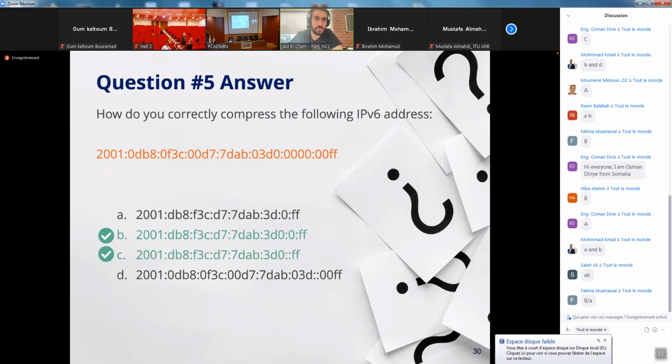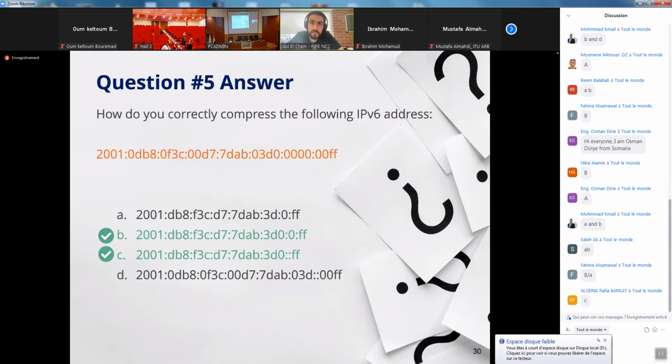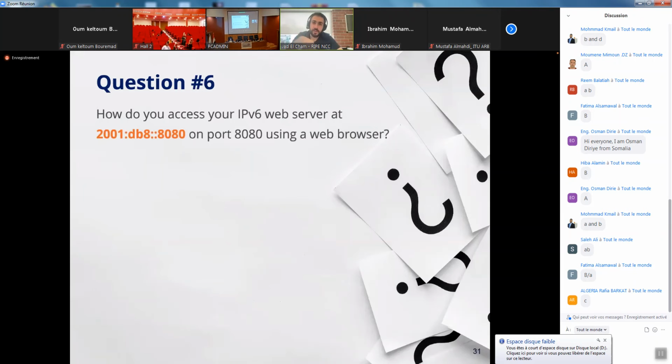The correct answers are B and C. Let me tell you why A is wrong. Look at the third group to the right, which is 03D0. In A, it was compressed to 3D. It's wrong. You cannot remove the zeros to the right. So 03D0 becomes 3D0. So that's the issue in A, and that's the issue in D.